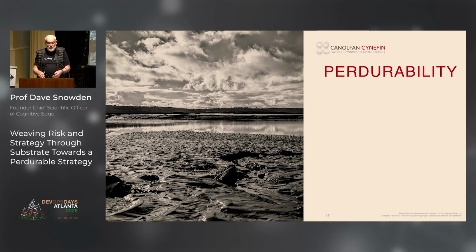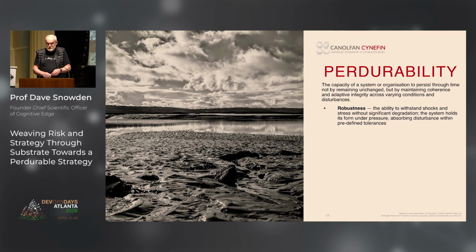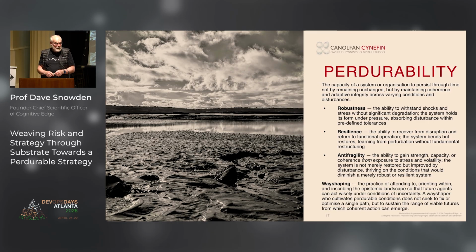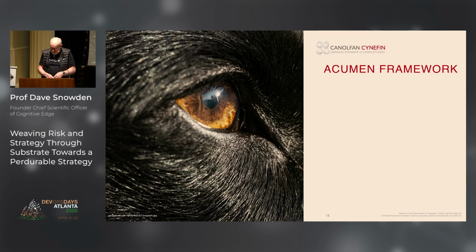So perdurability is the ability to survive with continuity of identity over time. It's to survive by changing. And in it, we effectively incorporate robustness, that's the ability to survive pressure intact; resilience, which is the ability to bounce back; and anti-fragility, which is the ability to actually become better by being broken. And again, what we're trying to do is to say that all three of these are valuable. It's not one or the other. So the concept of a perdurable organization is key, and of course, way shaping is vital within that.